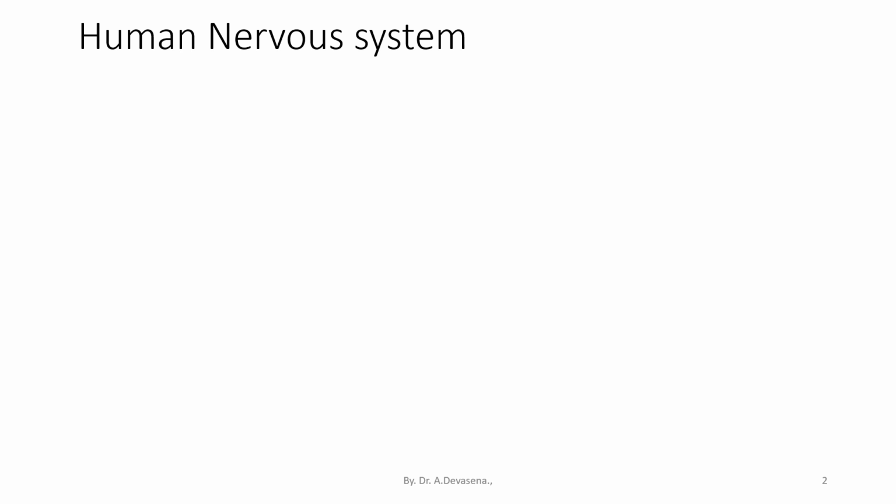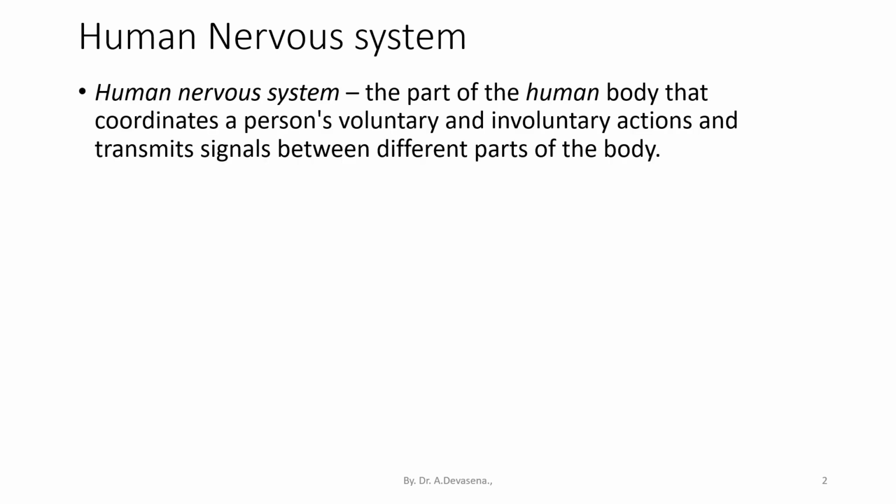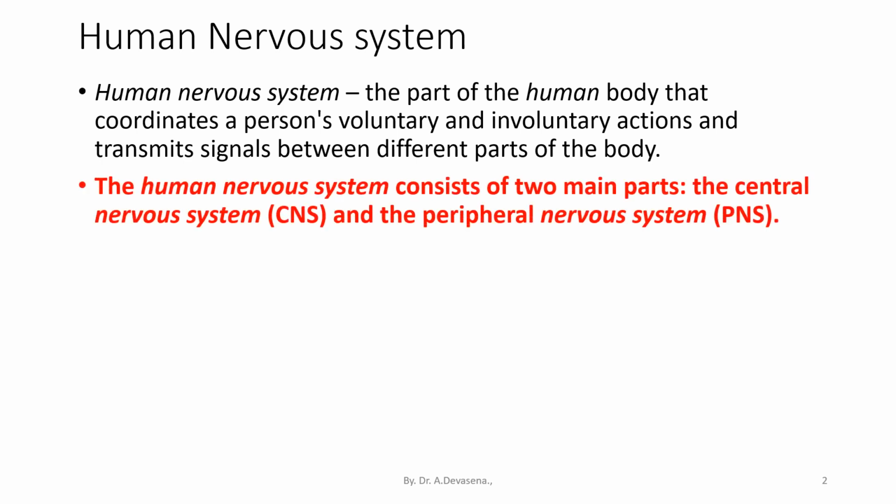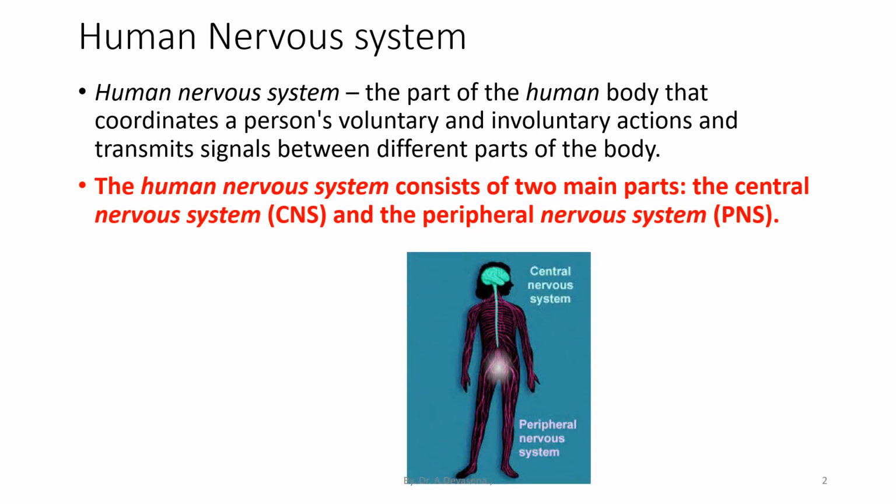Human nervous system: the part of the human body that coordinates a person's voluntary and involuntary actions and transmits signals between different parts of the body. This human nervous system consists of two main parts, the central nervous system and the peripheral nervous system. This is the representation of the human nervous system.